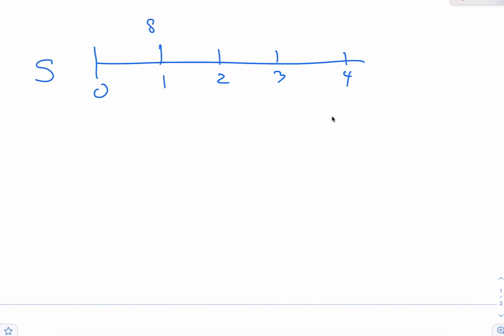And the way to draw this out is with a timeline. So we're going to have two projects. Let's look at the first one, 4 periods long. We're going to call this Project S. And the reason we're calling this Project S is that the cash flows come sooner rather than later.